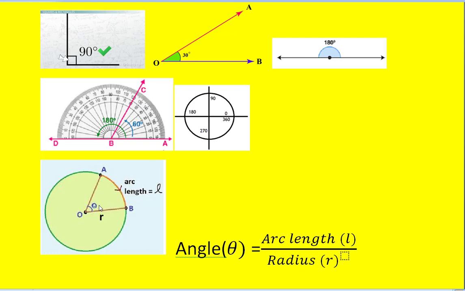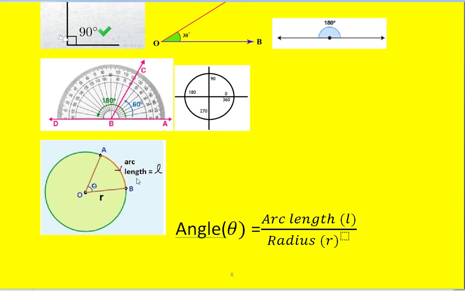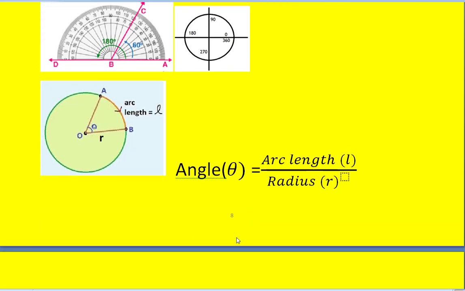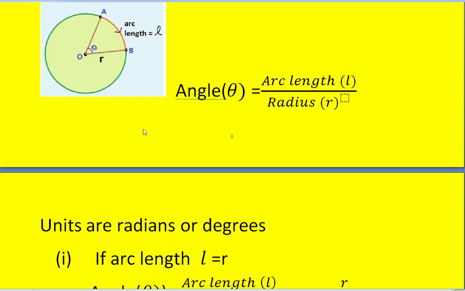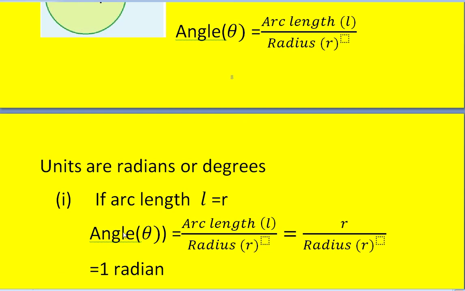How can we define the plane angle? The definition of plane angle is nothing but arc length, that is this arc, and its length is L, divided by the radius R. Suppose if the arc length L changes, then automatically the plane angle also changes. So let us assume different cases. If the length of this arc is equal to the radius of the circle, then what is going to happen to the plane angle?